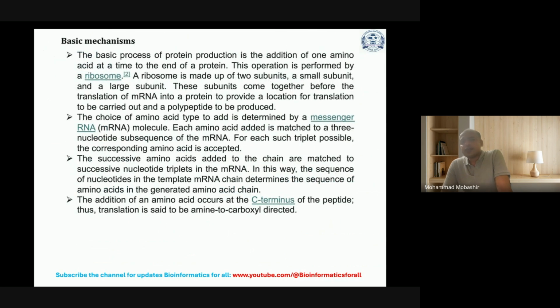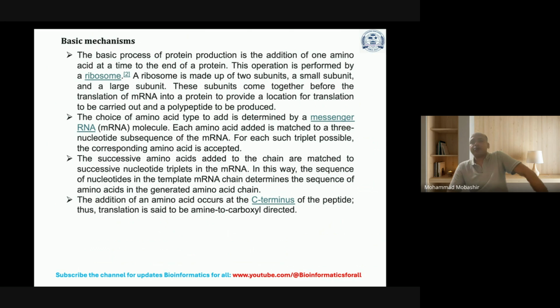Now, the basic mechanism, the basic process of protein production, is the addition of one amino acid at a time to the end of a protein. The operation is performed by a ribosome. A ribosome is made up of two subunits, a small subunit and a large subunit. These two units come together before the translation of mRNA into a protein to provide a location for translation to be carried out and a polypeptide to be produced.